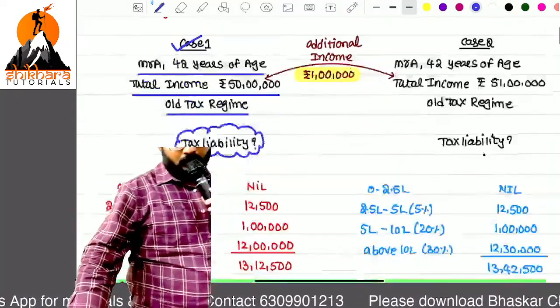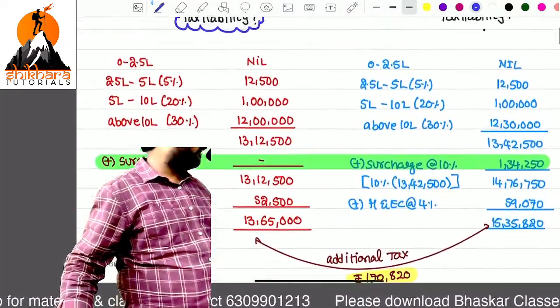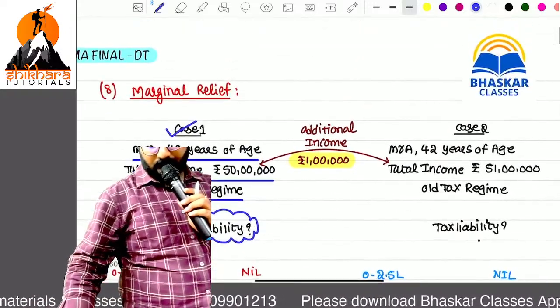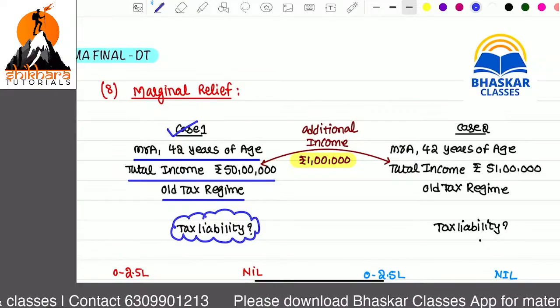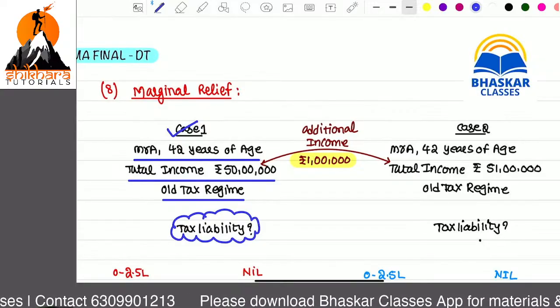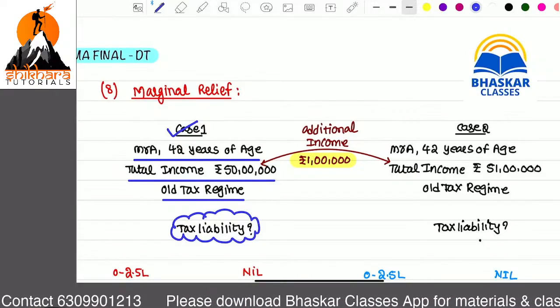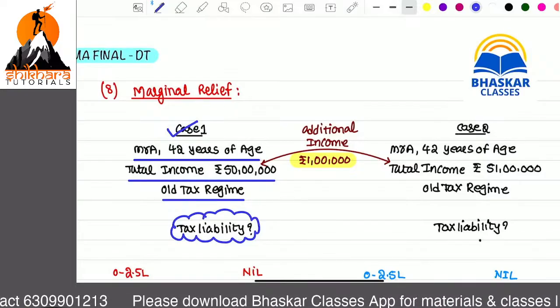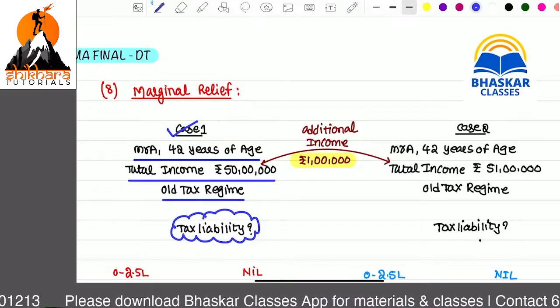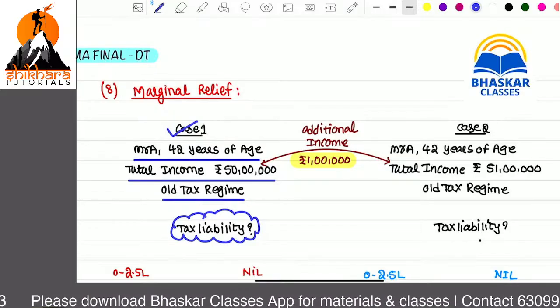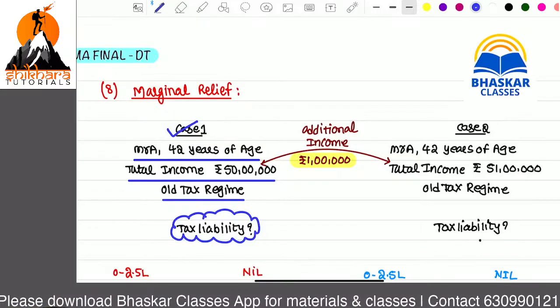Okay, the way I presented it, in the same way you also calculate. In the left side of the page you can calculate. Mr. A is 42 years of age, total income 50 lakh, following the old regime. Please calculate.